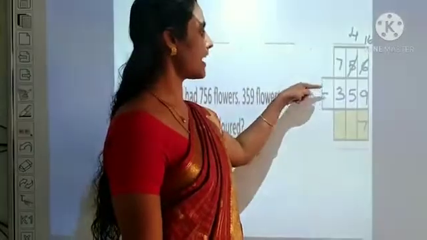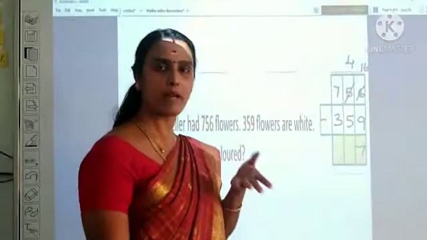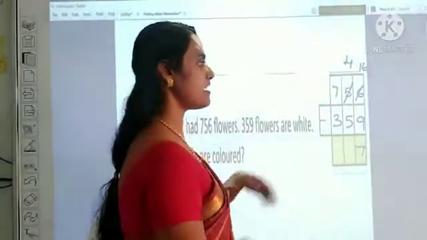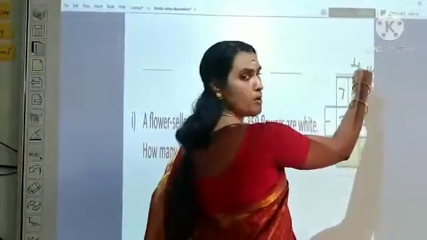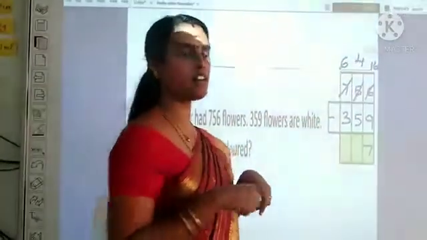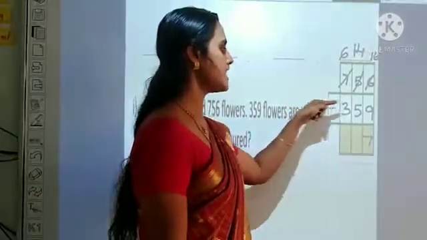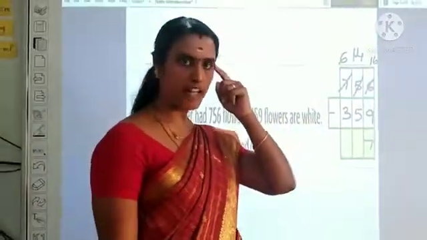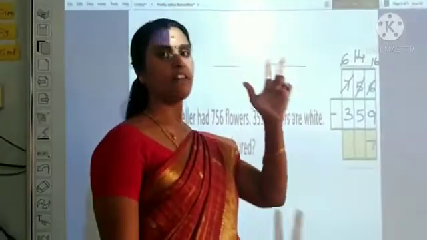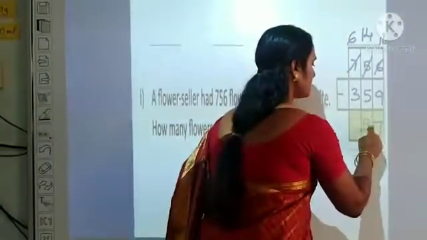Next, 4 minus 5. Can you take away 5 from 4? No. 4 minus 5 is not possible. So you must borrow from the next number. Here the next number is 7. So we borrow from 7. What happens to 7? It will become 6. And what happens to the 4? The 4 will become 14. Okay? Now 14 minus 5. Keep 14 in your mind. Take 5 fingers. Count backward. 13, 12, 11, 10, 9. What is the answer? 9.